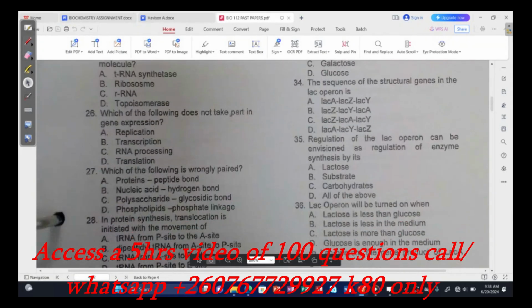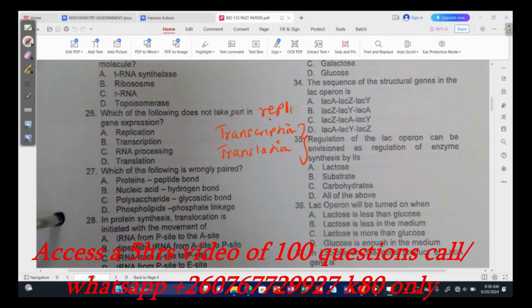So 26 reads, which of the following does not take part in gene expression? So before we look at the options, when we talk of gene expression, it has to do with transcription and translation. These two processes are what make up gene expression, except replication. Replication is not part of gene expression. These two are what make up gene expression.